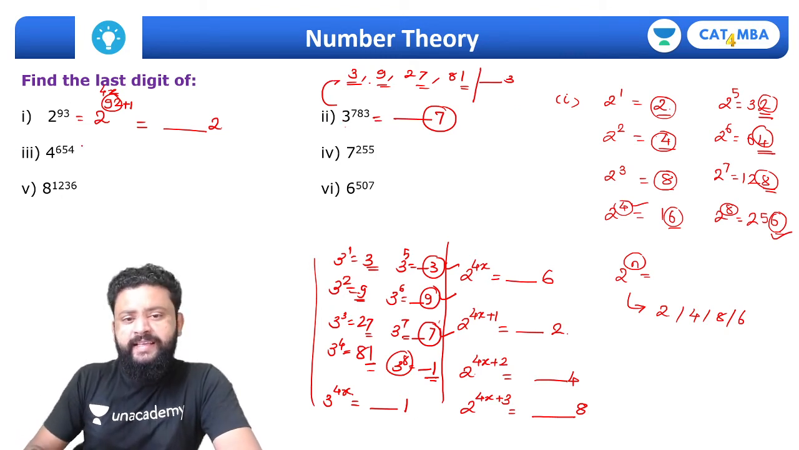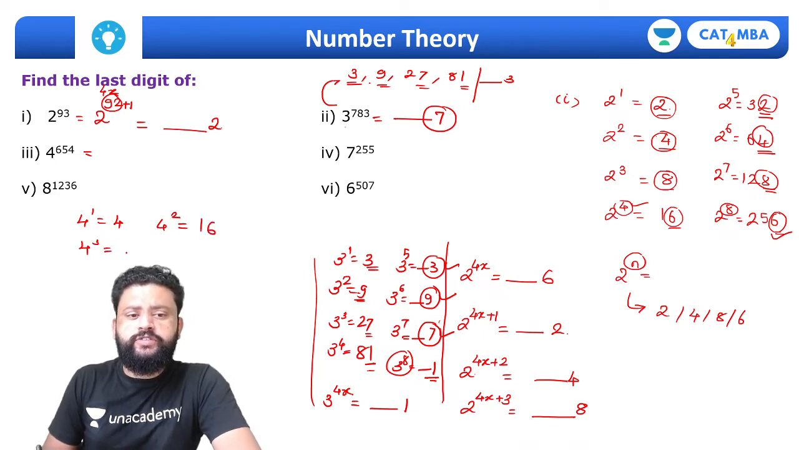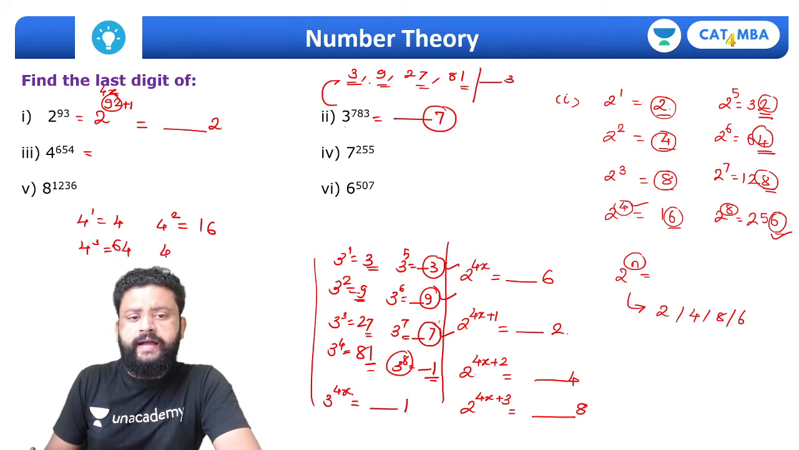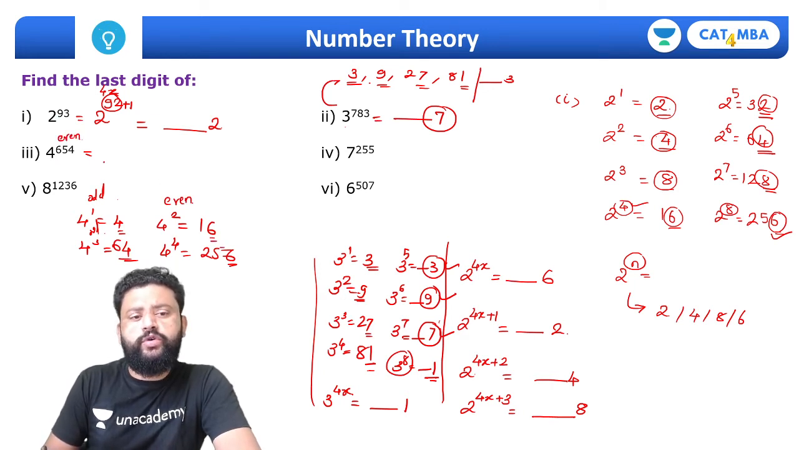Now next, cyclicity rules are quite simple. For 4 it is so simple, because 4 to the power 1 is 4, and 4 square is 16. 4 cube is going to be 64, and 4 to the power 4 will again end with 6. So either it is going to be 4 or 6. For odd powers, 4 to the power odd number will end with 4, and 4 to the power even number will end with 6. So this is an even power of 4. This will surely end with 6, right?